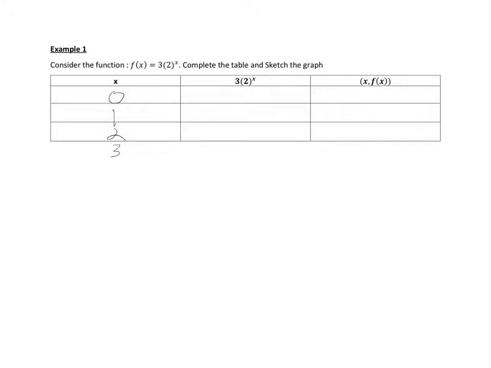So let's say we plug in 0. This would be 3 times 2 to the 0 power. And we know we're following order of operations. So 2 to the 0 power, well, anything to the 0 power is actually 1. So this is 1 times 3 is 3. So that gives us a point 0, 3. If we plug in 1, this would be 3 times 2 to the first power. 2 to the first power is 2. Times 3 is actually 6. So that's a coordinate 1, 6.